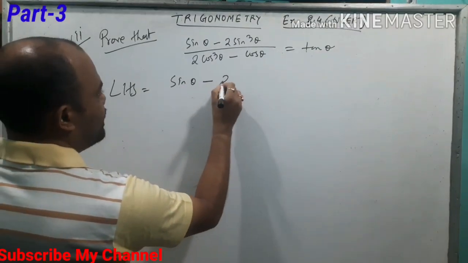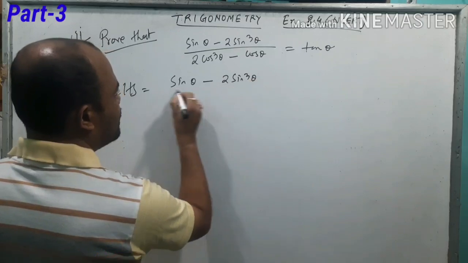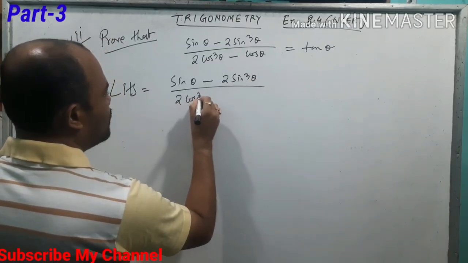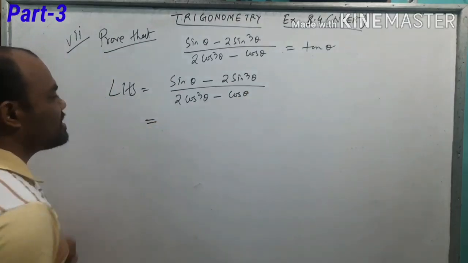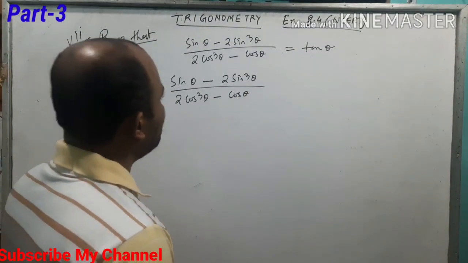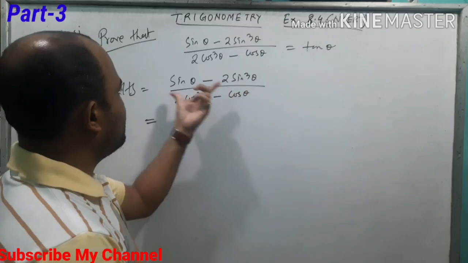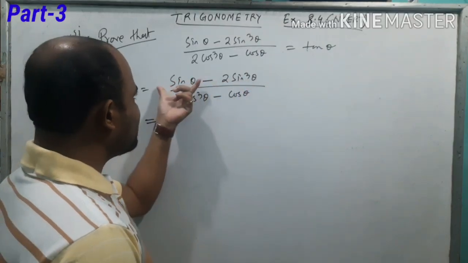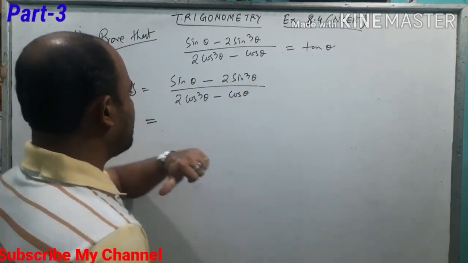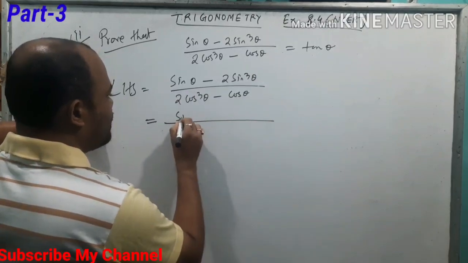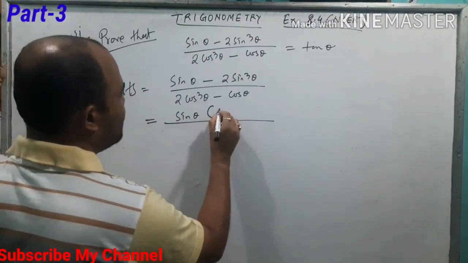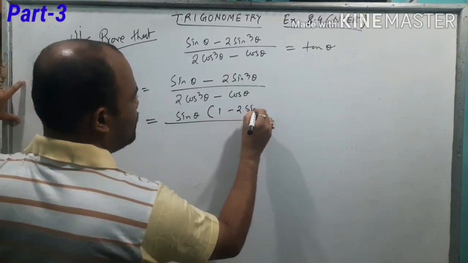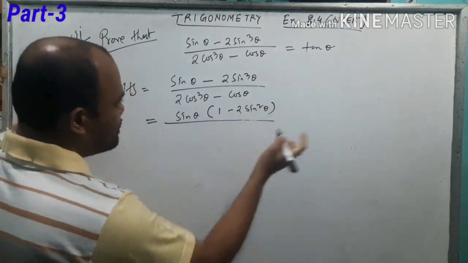(sin theta minus 2 sin cube theta) by (2 cos cube theta minus cos theta). See here, what simplification? The easy simplification can be done first. In the numerator, the first term is sin theta, the second term is 2 sin cube theta, so sin theta can be taken common. After taking sin theta, 1 minus 2 sin square theta remains.